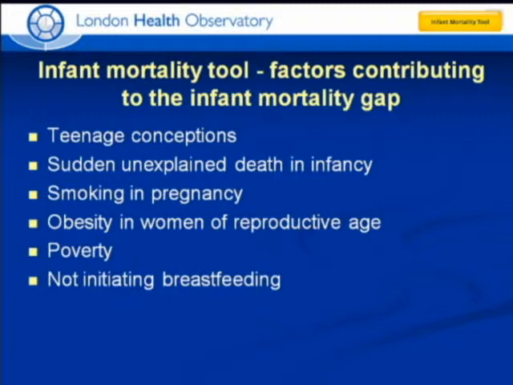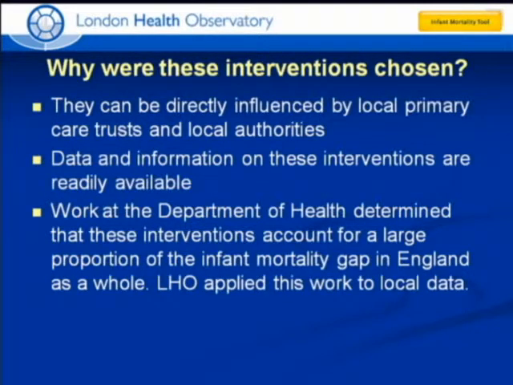They've done their initial work to look at what factors were higher in the routine and manual group. And they've done some work to look at what was the relative risk of mortality, infant mortality, among these groups. And they've done that at national level. And then they asked us to take that and apply it at local level, which is what we did. So again, these factors were chosen because they can be influenced by the local areas, because the information was available and because of the work that the Department of Health had already done to look at this on a national level.